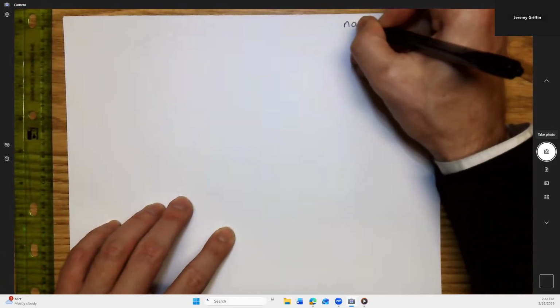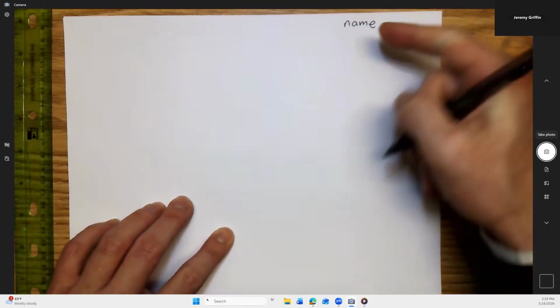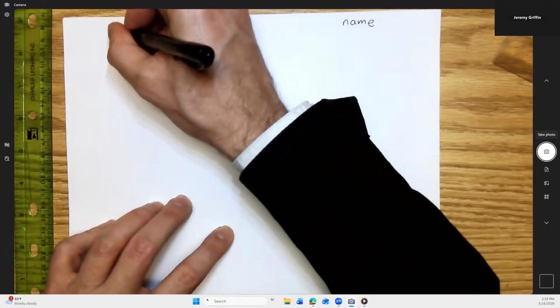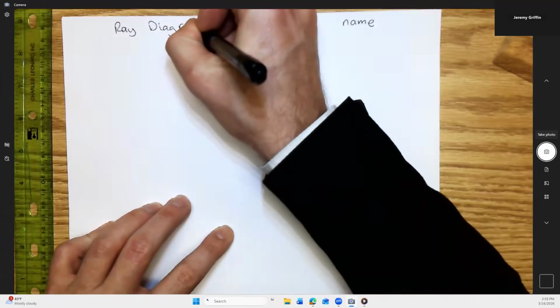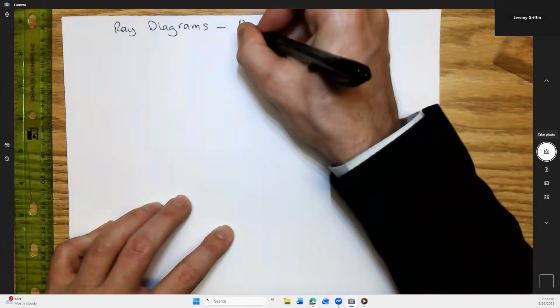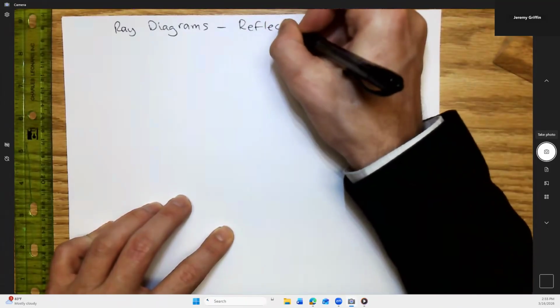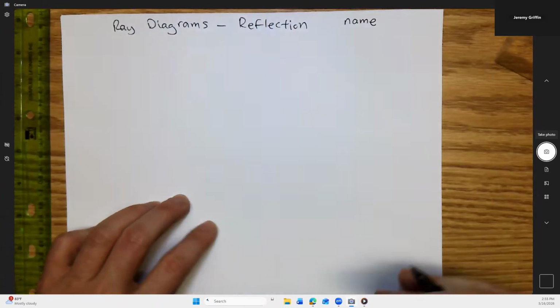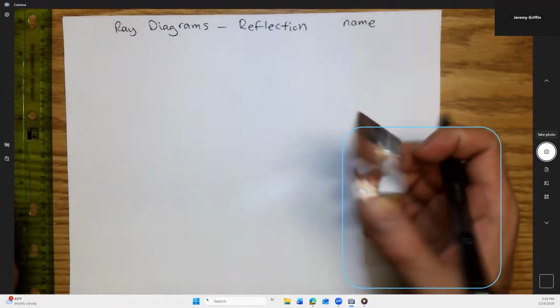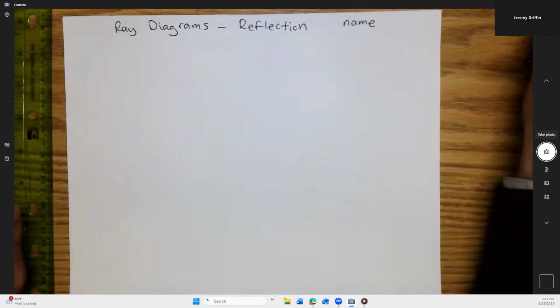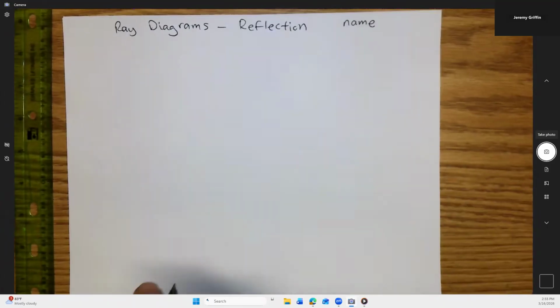Alright, so everybody has a paper. Write your name on your paper. We're going to do this ray diagrams activity. We'll call this ray diagrams, reflection. In the next couple days we'll also do refraction and a Snell's Law lab. I'll give you some lasers so you can try it out yourself. But for reflection, we'll just do these diagrams.